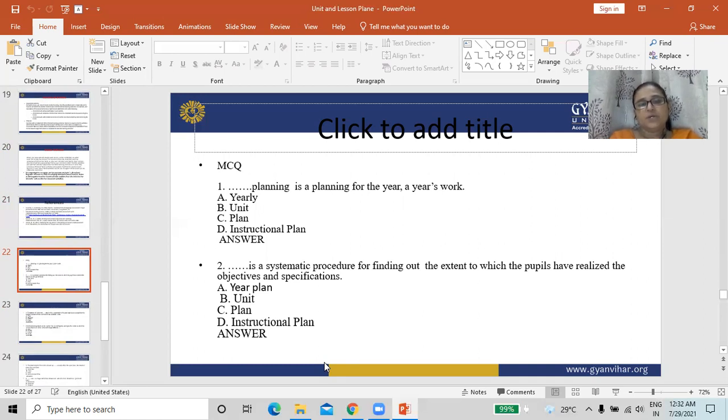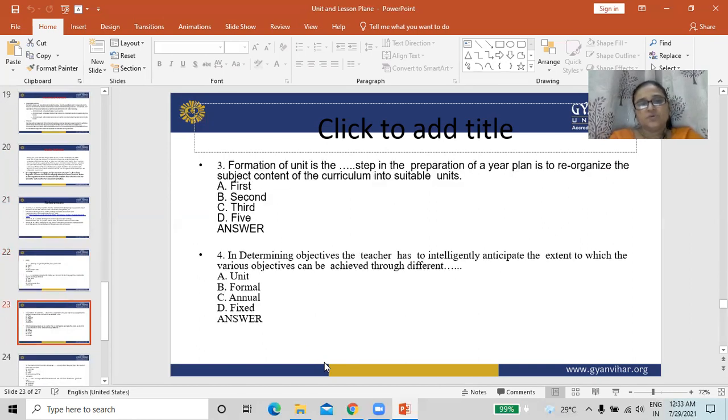Choose the appropriate answer. Second MCQ: the procedure for finding out the extent to which the pupils have realized the objectives and specifications. Option A, year plan. Option B, unit plan. Option C, lesson plan. And option D, instruction plan. Choose the correct answer.